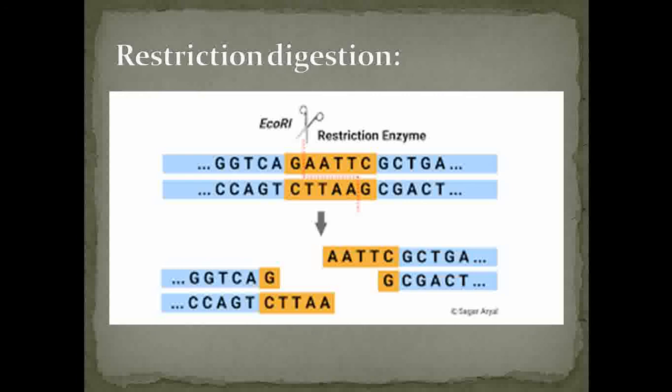Whatever isolated DNAs are there, we have to subject them to restriction digestion by using different types of restriction endonucleases. See that here, this is the whole DNA. We don't require the whole DNA. We just require the part in which we are interested. So by using the specific restriction endonucleases, we have to cut that DNA at specific sites. After cutting with the restriction endonucleases, there is formation of small fragments of the DNA.